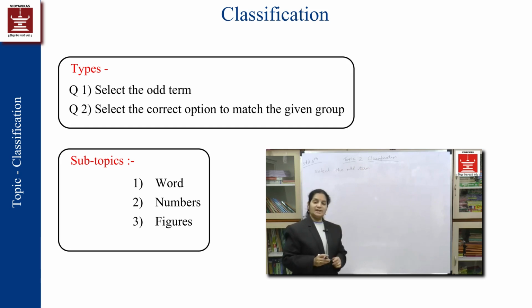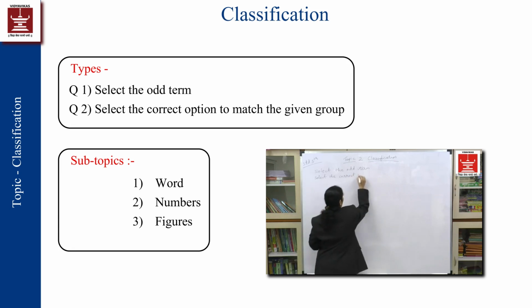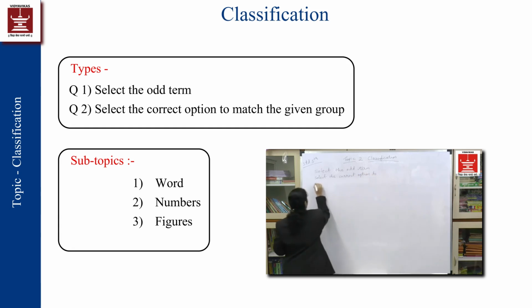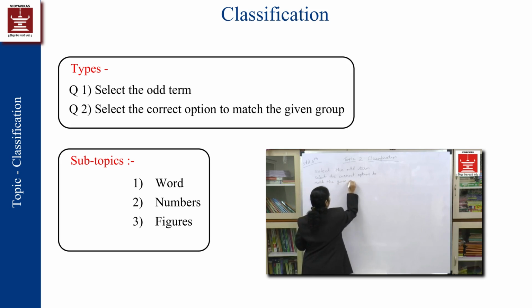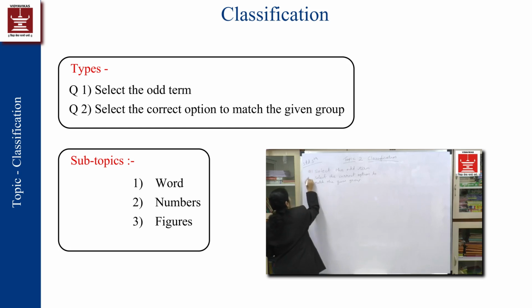The second type of question that is asked in classification is: select the correct option to match the given group. So this is question type number 1 and this is question type number 2. These are 2 different types that are being asked.